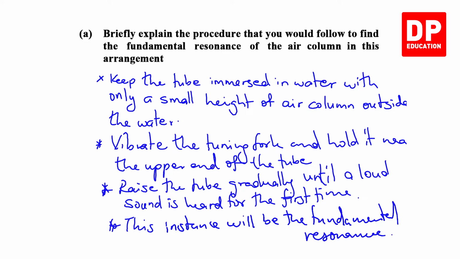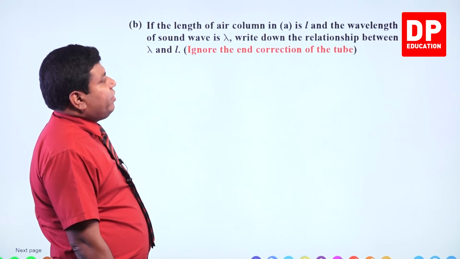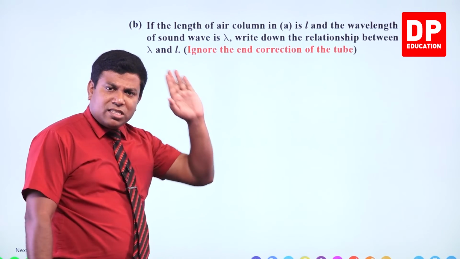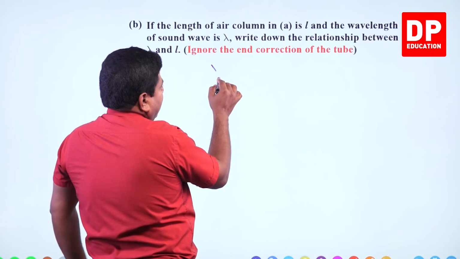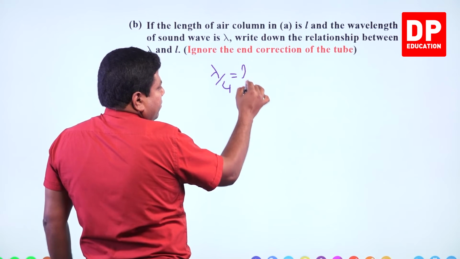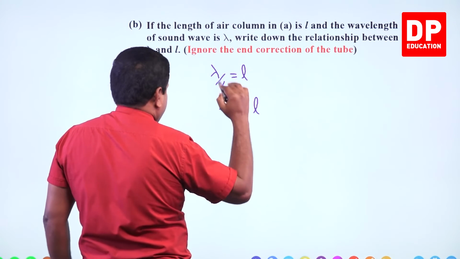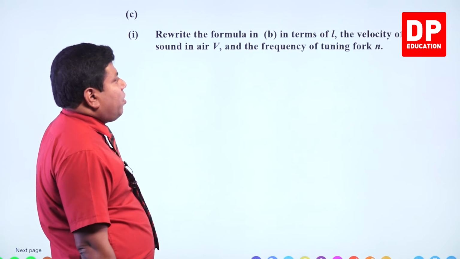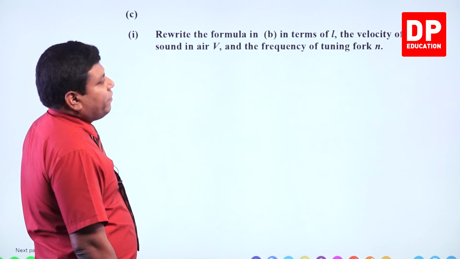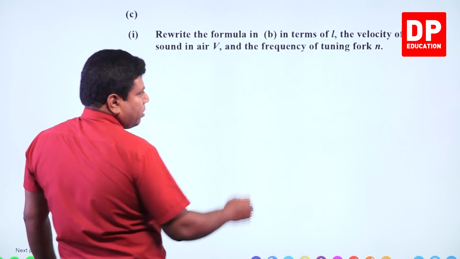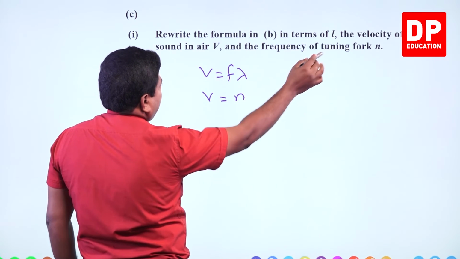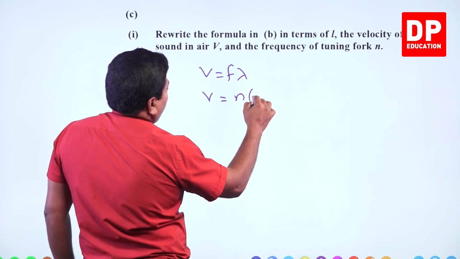Part B. If the length of air column is L and the wavelength of sound lambda, write down the relationship between lambda and L. We have written this several times, you know, lambda by 4 equals L. Clearly they have said ignore the end correction. So, E you do not have to write, that is it, lambda equals 4L. Rewrite the formula in B in terms of L, the velocity of sound in air V, the frequency of the tuning fork N. V equals F lambda, V is V, F is what they say N here, lambda is going to be 4L.